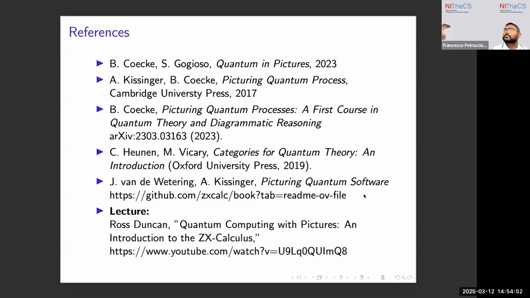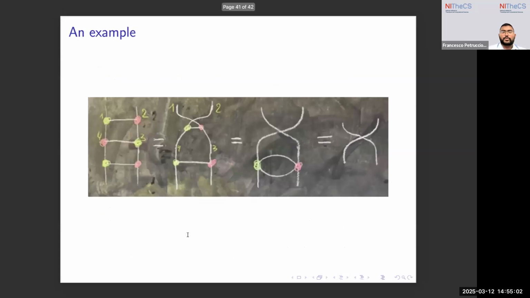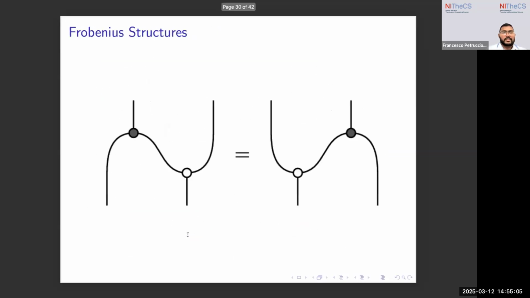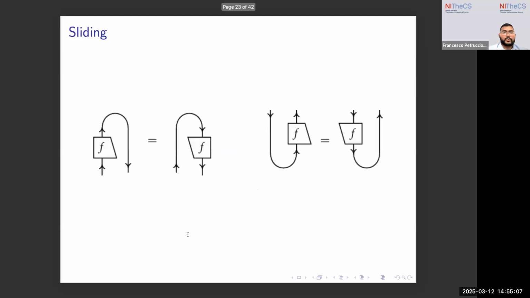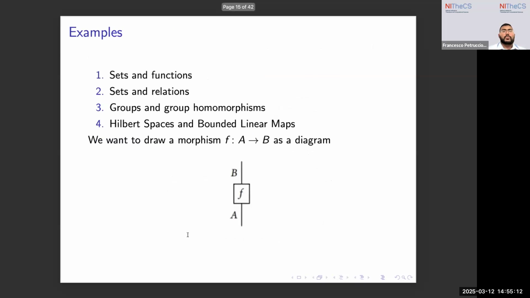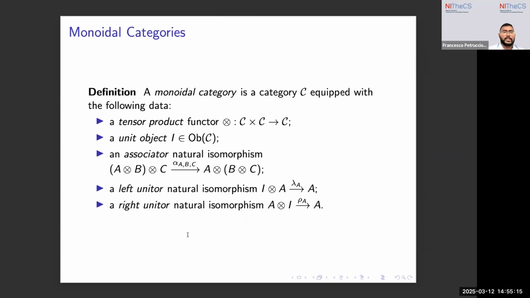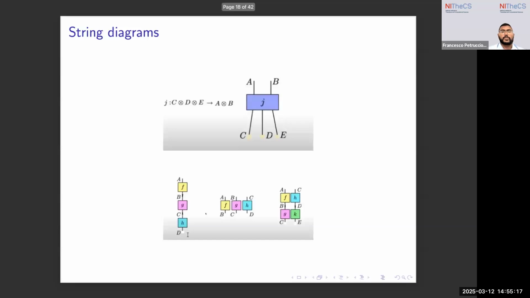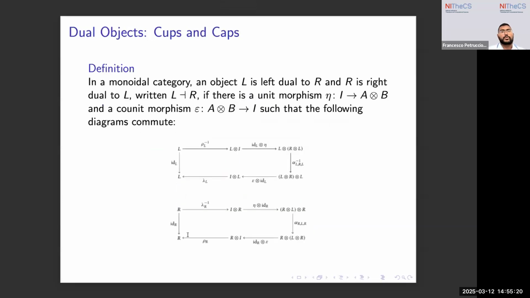Sorry, there's a question there. In which category does it live? So ZX calculus, like I mentioned, we start with the monoidal category. Then what additional structure do we require? We require dual objects to exist and some type of symmetry. So we want it to be compact, or sometimes also called a compact closed category.